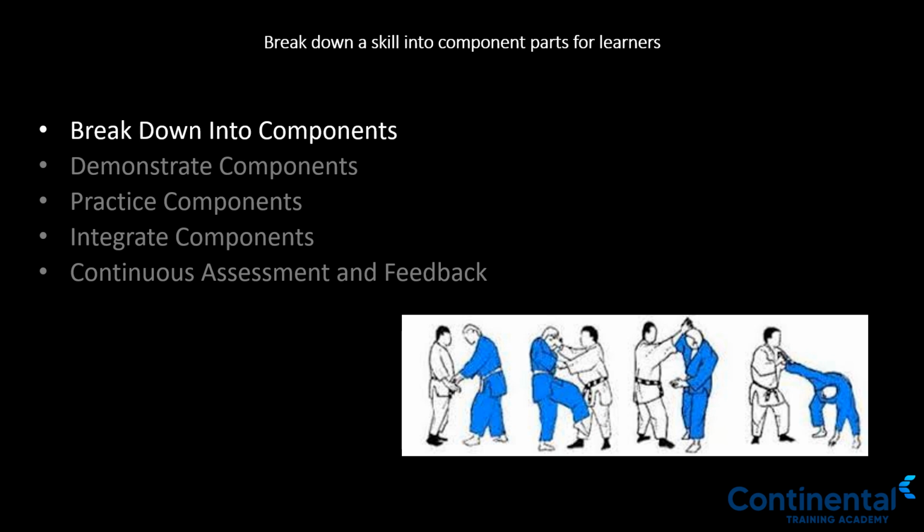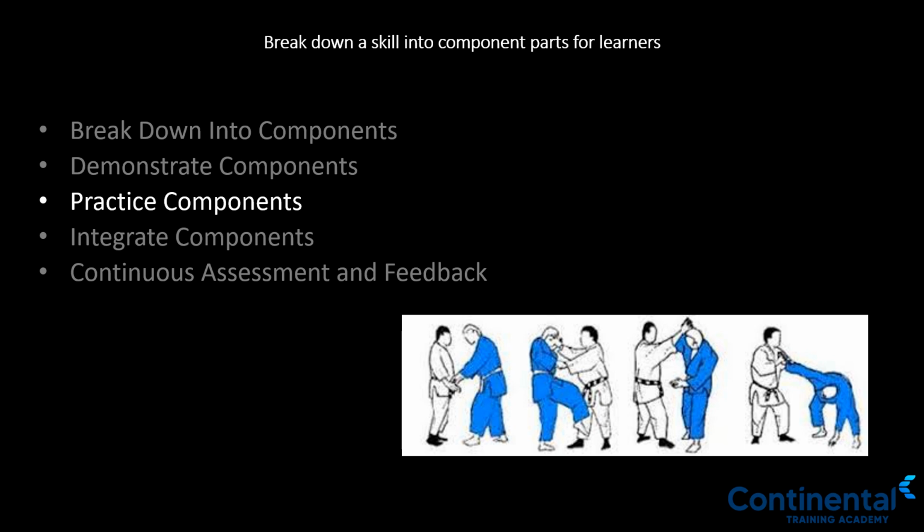For each component, focus on those specific actions, body mechanics and safety considerations, then explain the rationale behind each movement and its importance to the overall technique. Demonstrate each component separately, performing the action slowly and clearly. Highlight common mistakes and how to avoid them. Show from different angles. Have learners practice each component individually. This allows them to focus on mastering one part of the technique at a time without being overwhelmed by the full sequence.